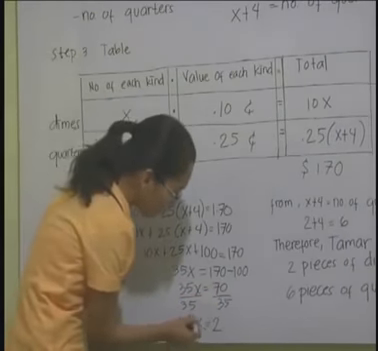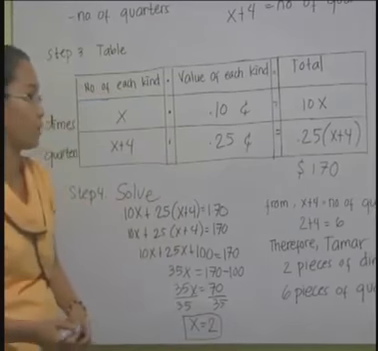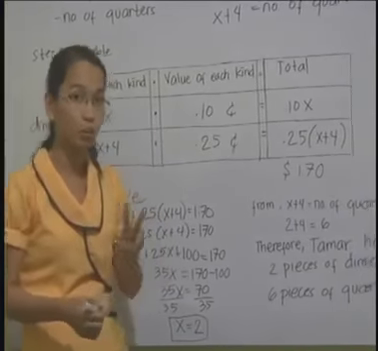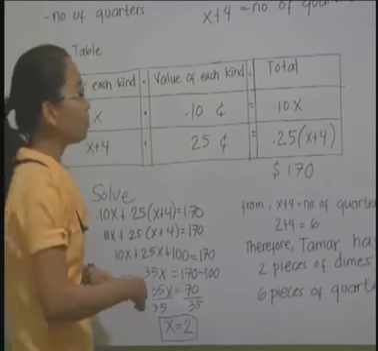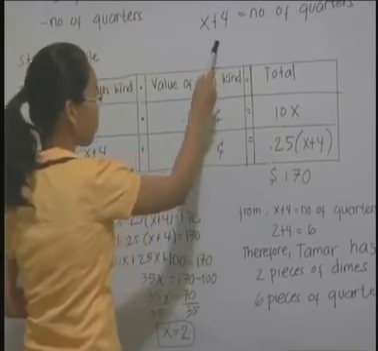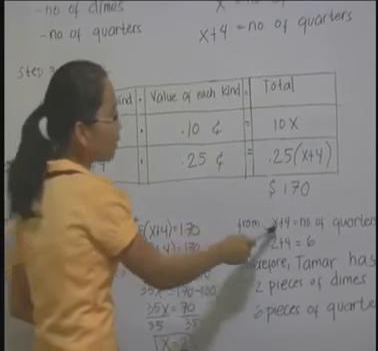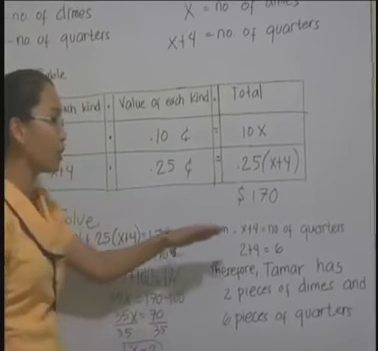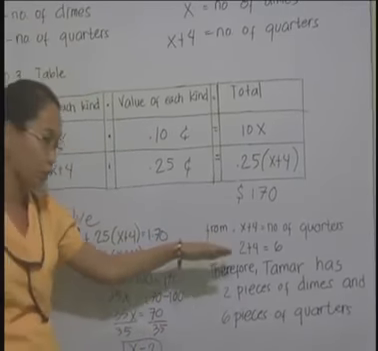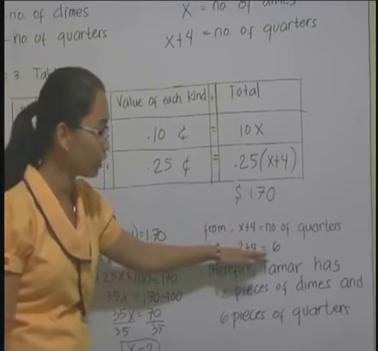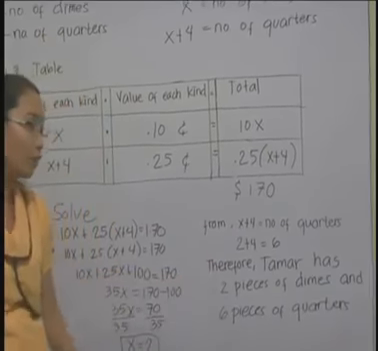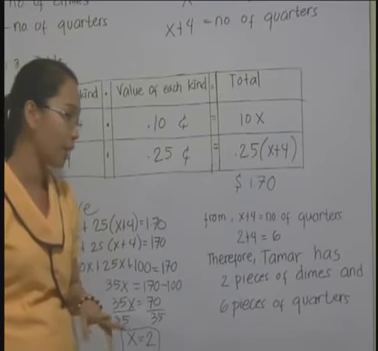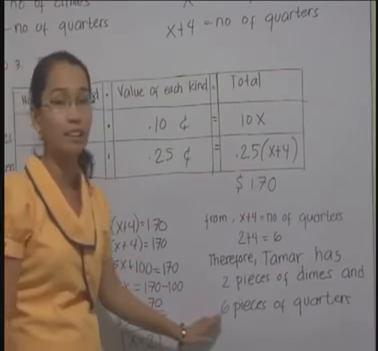We now get the number of dimes. So the number of dimes is 2. Now, we solve for the number of quarters, that's x plus 4. Since x plus 4 is equal to the number of quarters, and we already have the value of x, which is 2, then 2 plus 4 is 6. Therefore, Tamar has 2 dimes and 6 quarters.